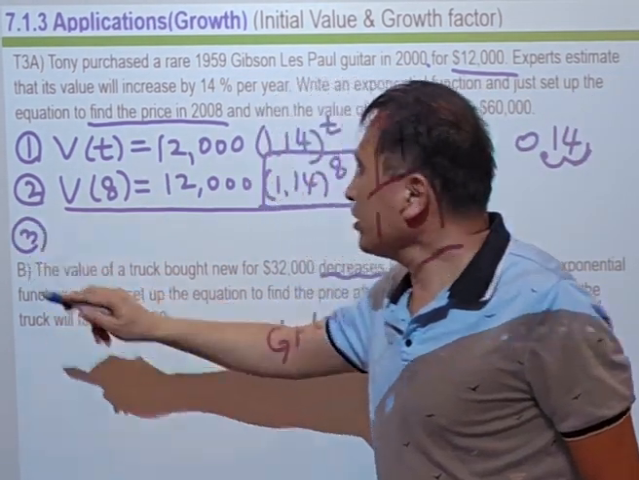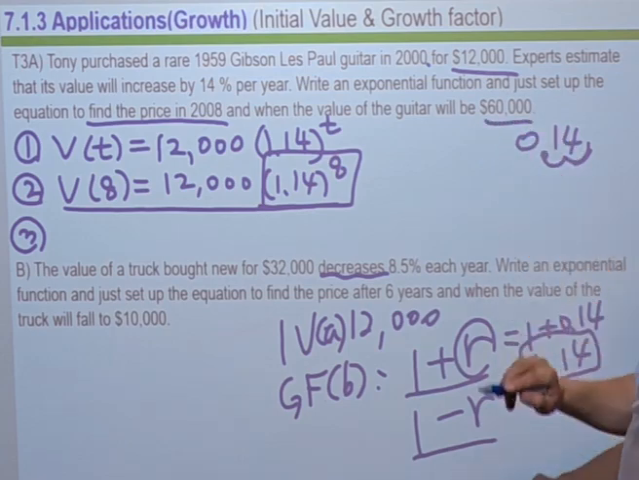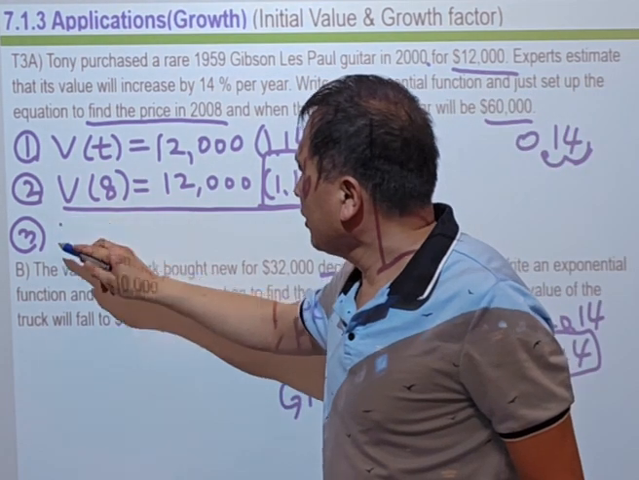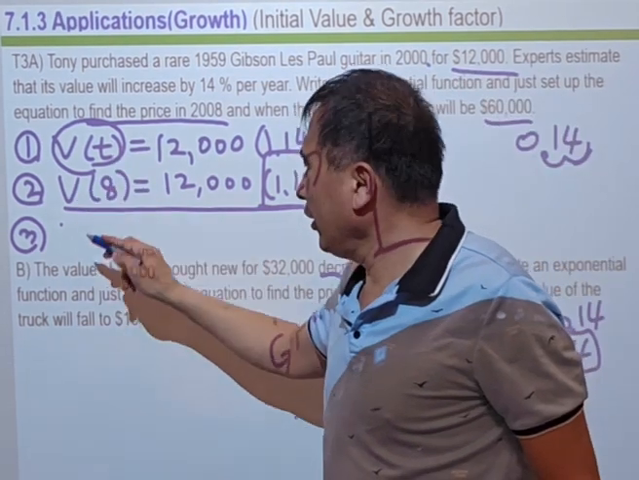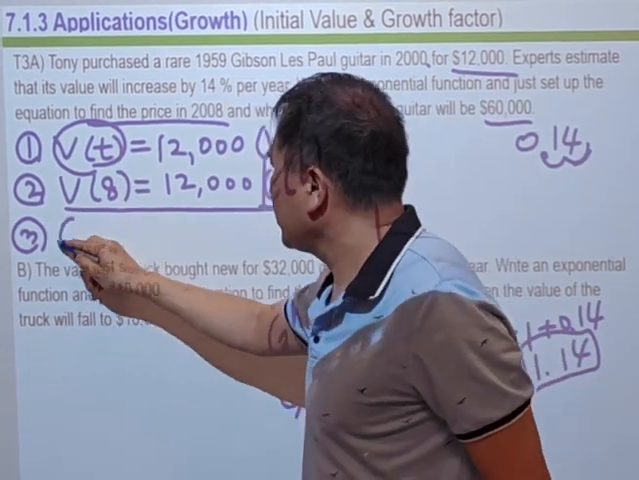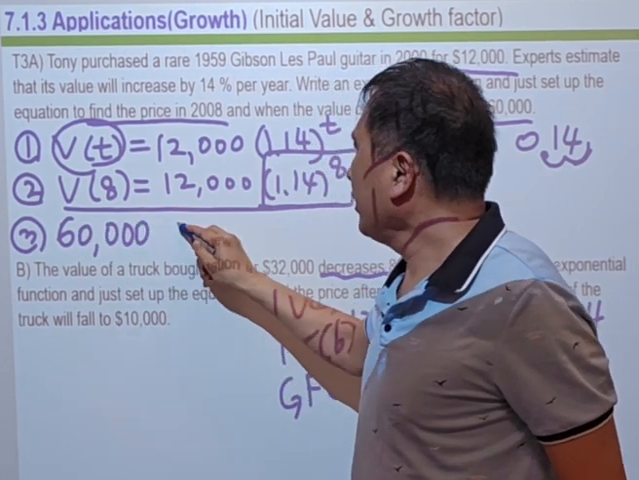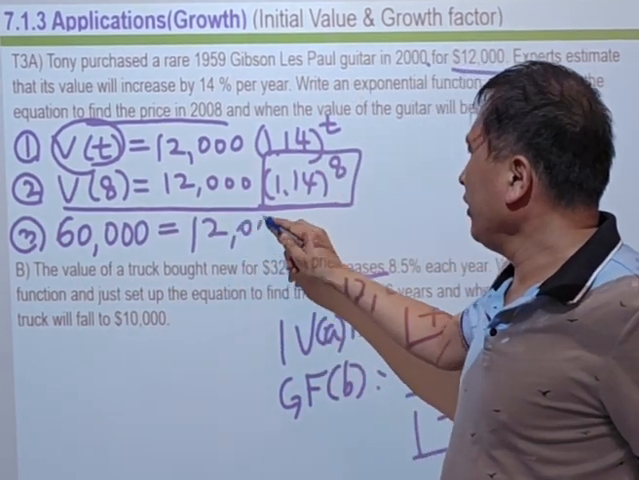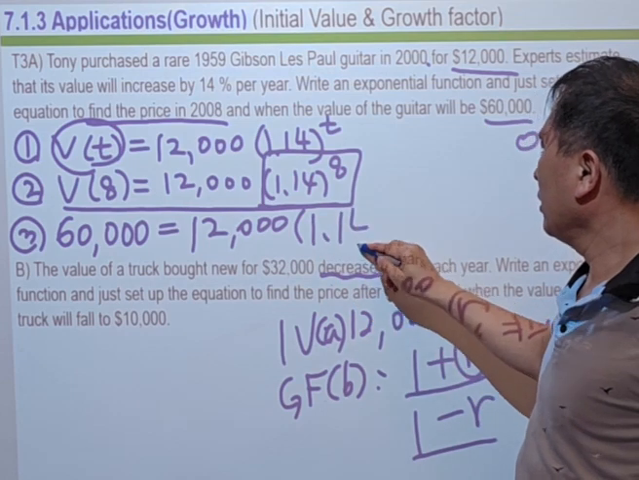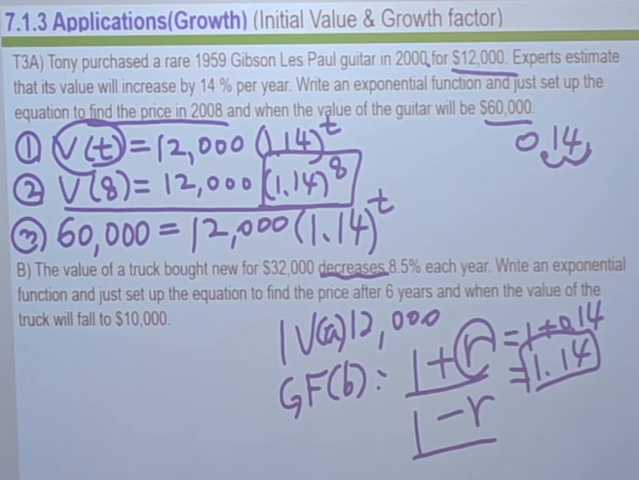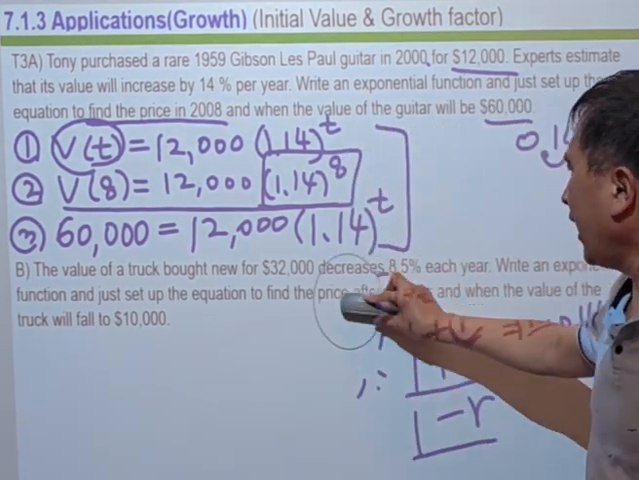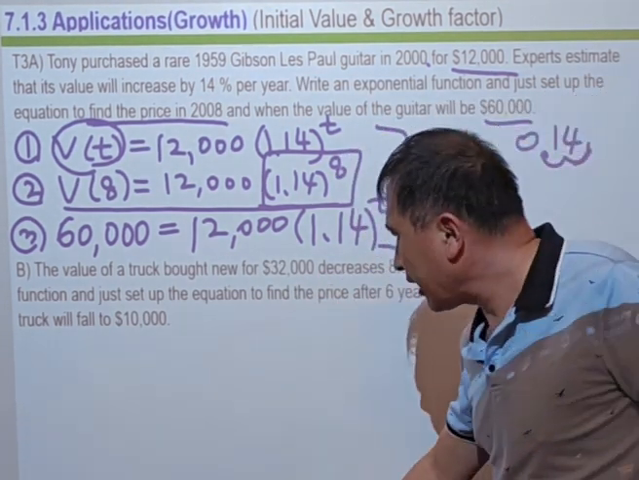And then part 3: what's the time when the guitar is worth 60,000? So V, the final value, is 60,000. I'm going to use 60,000 right there and 12,000 right here because I need to find the t. You can use a graphing calculator to find it, or we can do it later. So for now, I'm going to leave the answer like that. Everybody got it? Okay, so now the decay model, let's do it here.